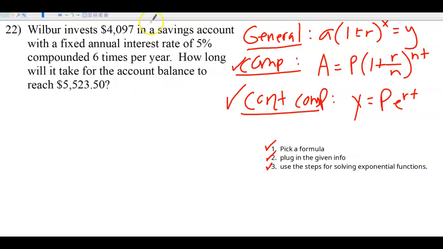All right, so without any further ado, we'll go ahead and get started here. It says, Wilbur invests this much money in a savings account with a fixed annual interest rate of 5% compounded 6 times per year. How long will it take for the account balance to reach this much money? I see my key word here, compounded, and it's not compounded continuously, it's just compounded. So I know that I'm going to be using this formula here. So let's go ahead and get that all set up.